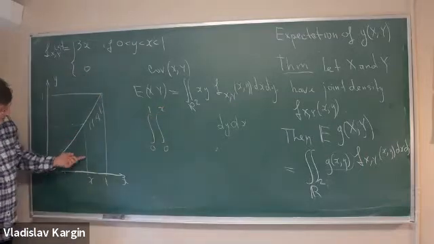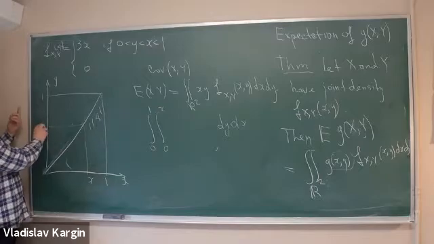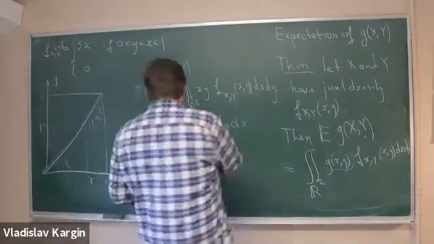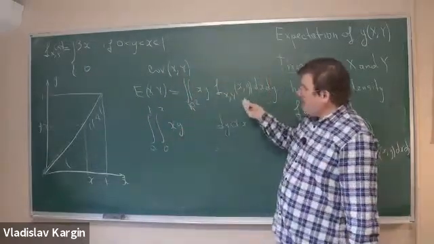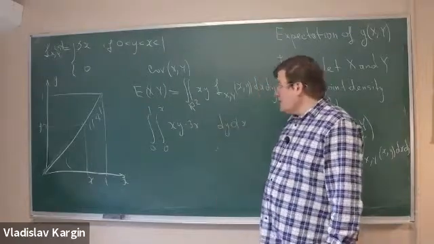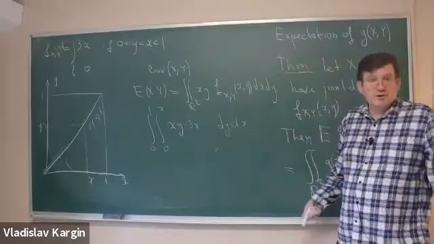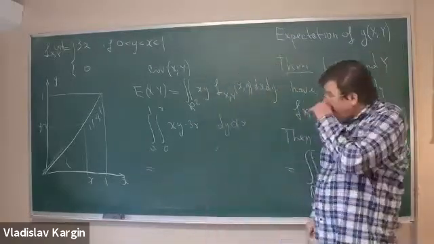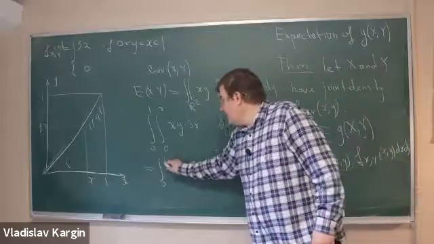So the inner integral over y is from 0 to x, since y equal to x is the upper boundary and y equal to 0 is the lower. Now what is inside? It is xy, which we rewrite from here, and the density is equal to 3x, so multiply by 3x. After that it's just routine calculation. So the integral from 0 to 1.